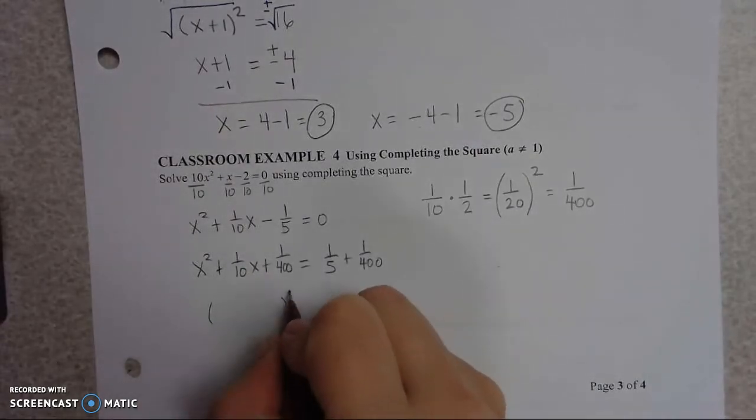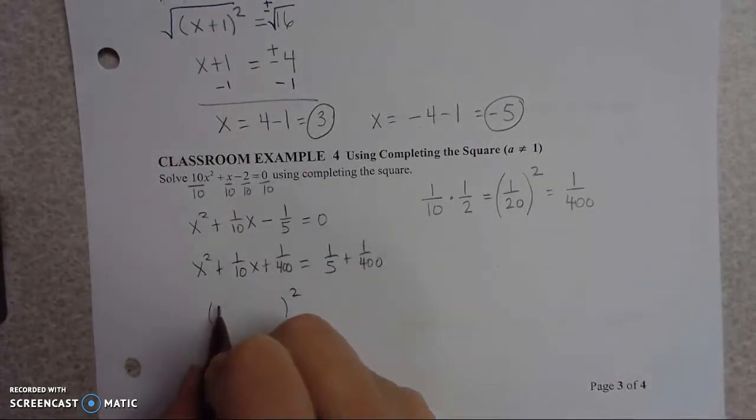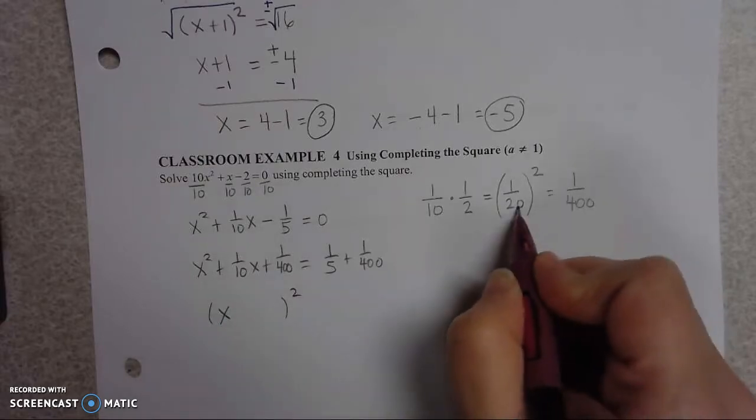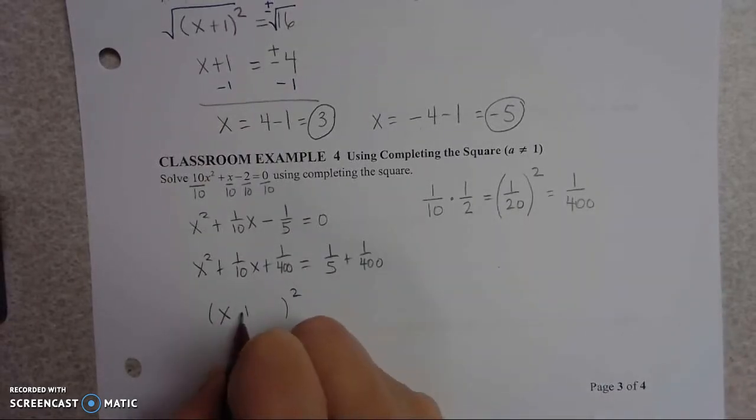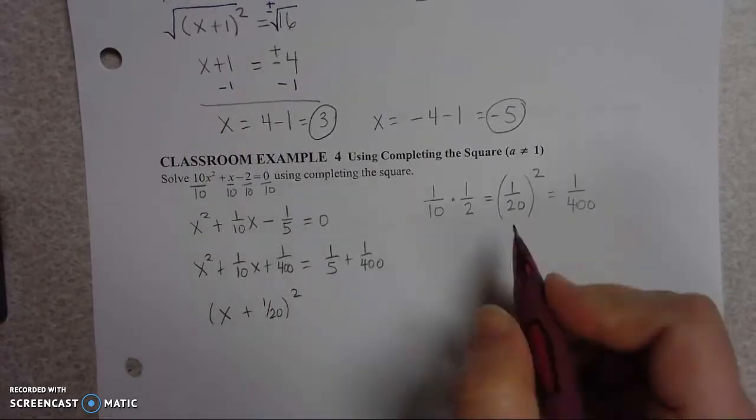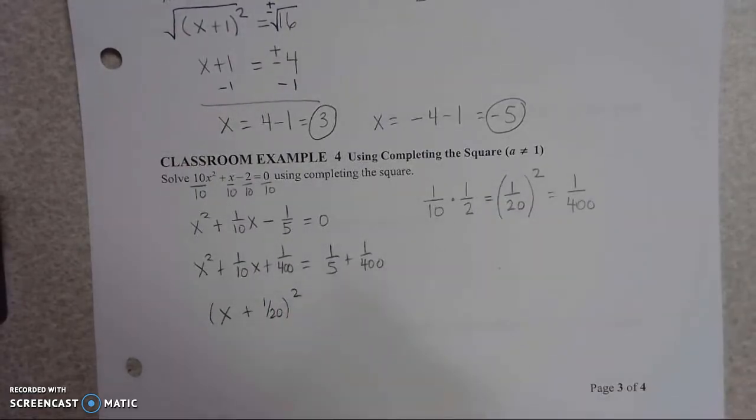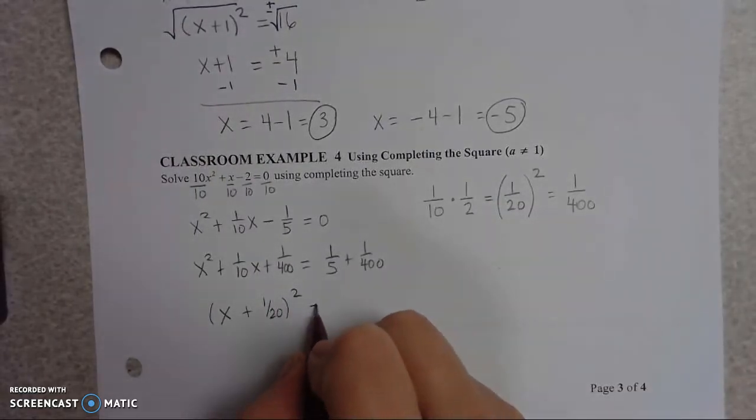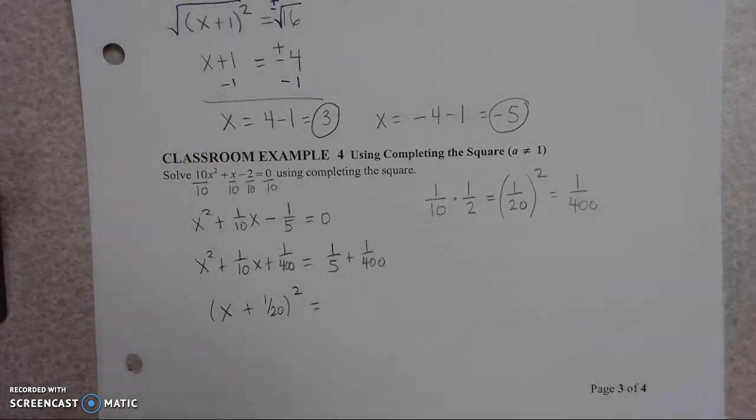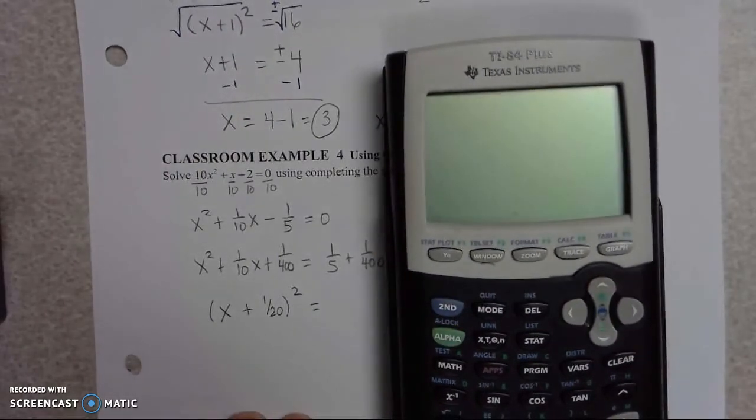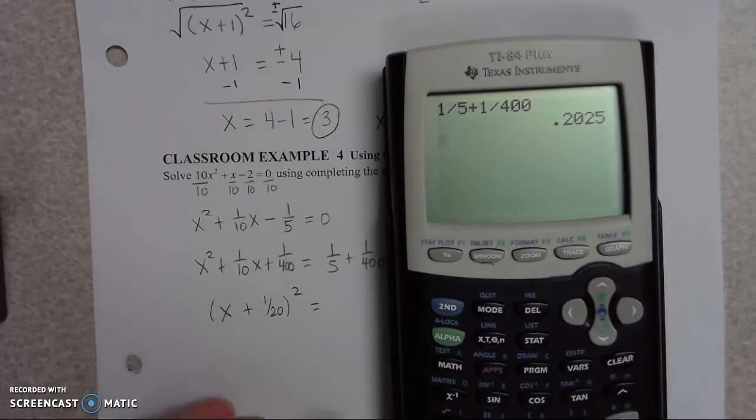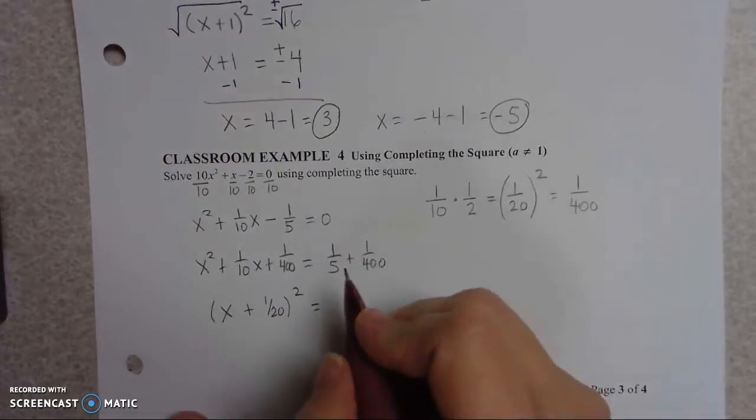Then I can factor this right side. Remember, it's always the variable, and then what I got when I took half, so that's plus 1/20. And when I took half, if I got a negative number, then that would be minus. And then I can add 1/5 using my calculator. 1/5 plus 1/400. I have to enter. Alright, that will give me 81/400.